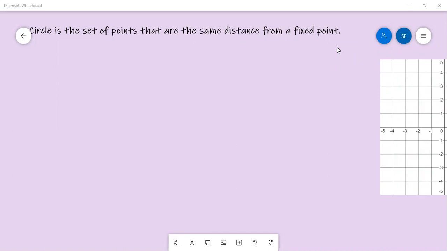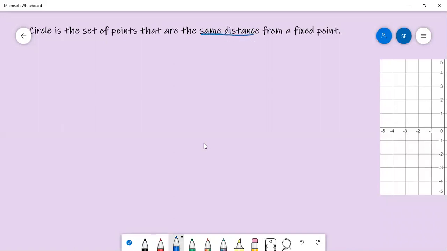I put together a video to help you out with section 13.1, which is circles and parabolas, but we're just focusing on circles. So we start with the definition of circles. The definition of a circle, as it is in your book, is that a circle is a set of points that are the same distance from a fixed point. This fixed point is our center.